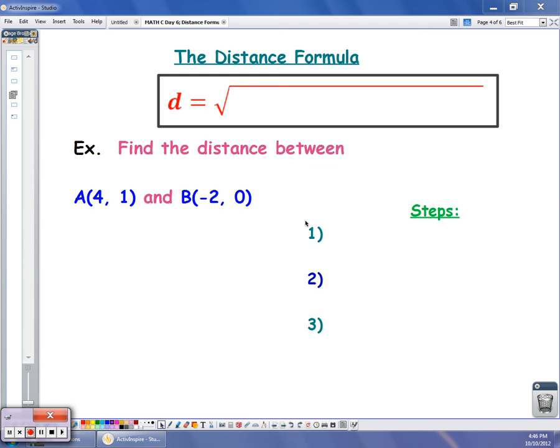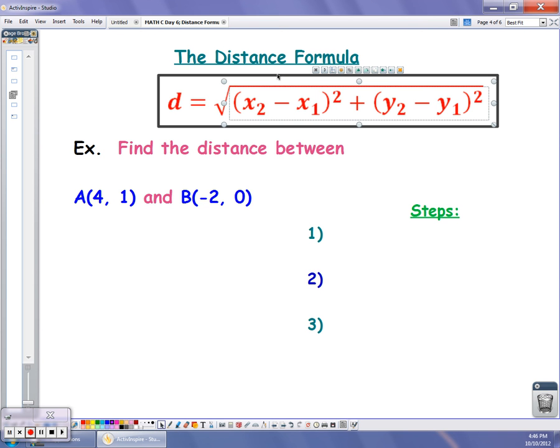Today we're going to find the distance between two ordered pairs. In order to do so, we're just going to follow something called the distance formula. The distance formula states that d is equal to the square root of x2 minus x1 squared plus y2 minus y1 squared. In today's example, we're going to find the distance between A, 4, 1, and B, negative 2, 0.